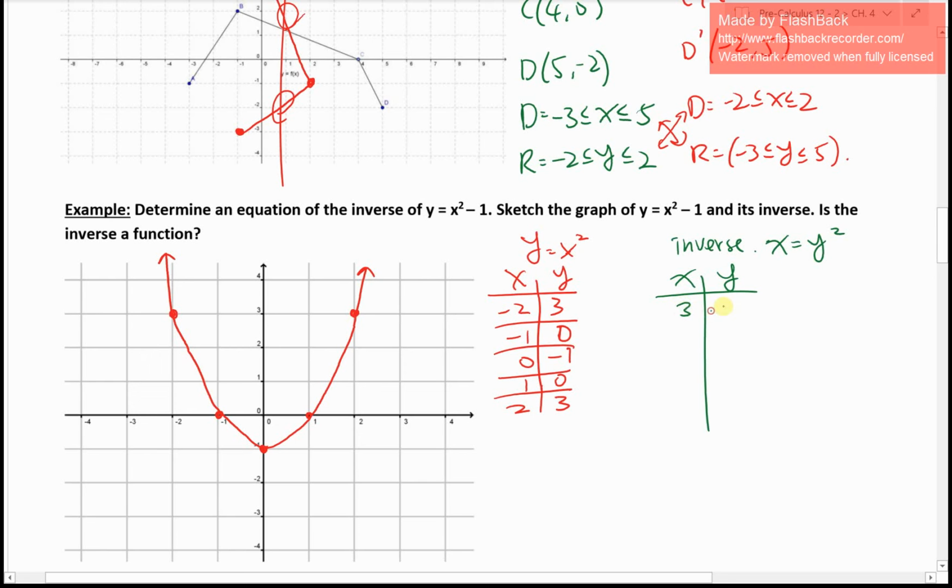So it's going to be 3, -2, 0, -1, -1, 0, 0, 1, 3, and 2. So 3, -2 is right here. 0, -1, -1, 0, 0, 1, 3, and 2. So here is our graph.